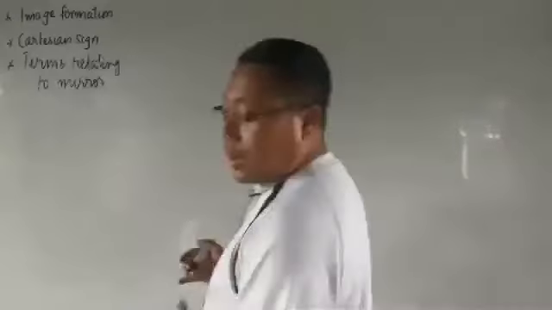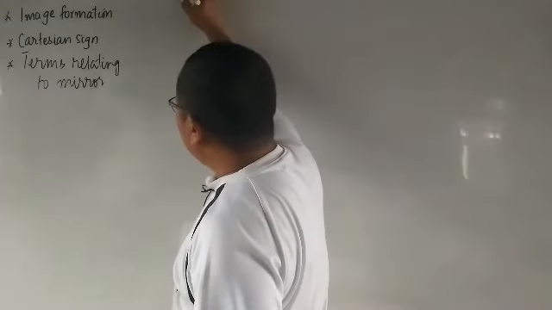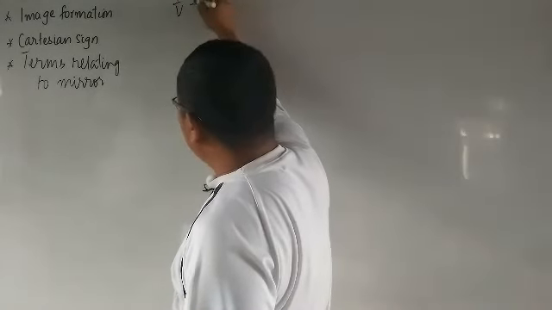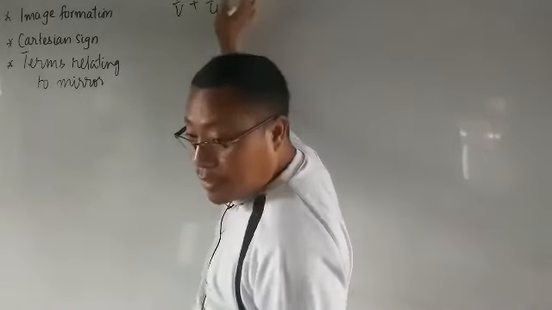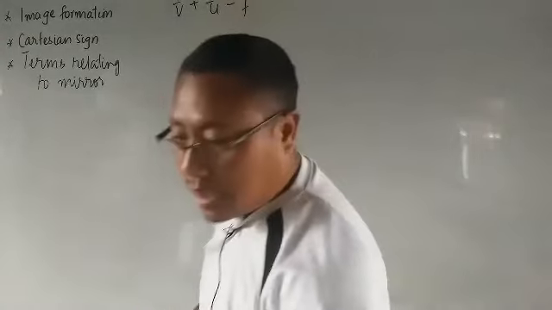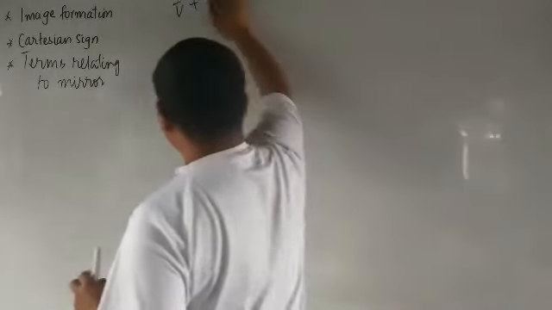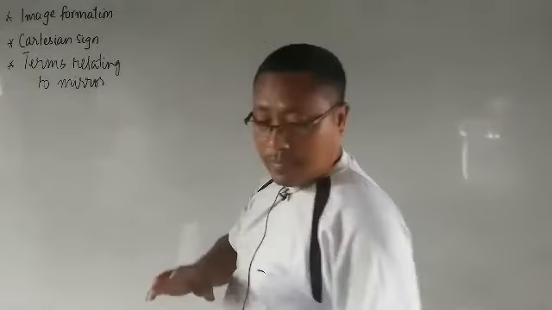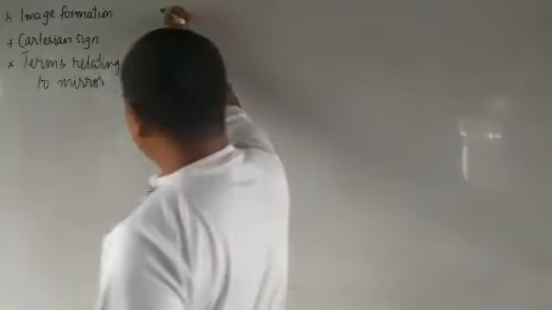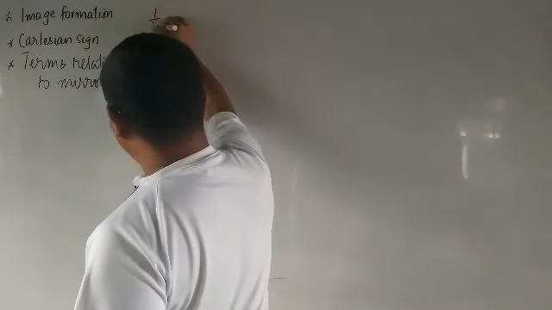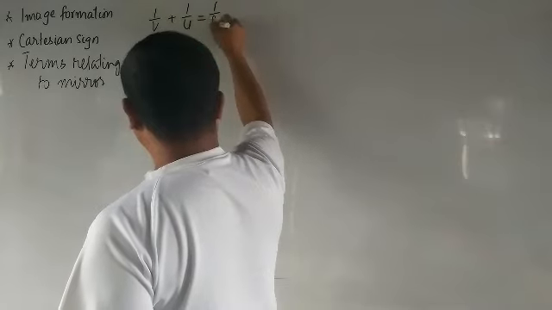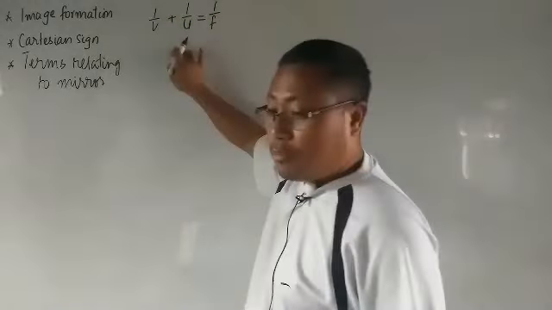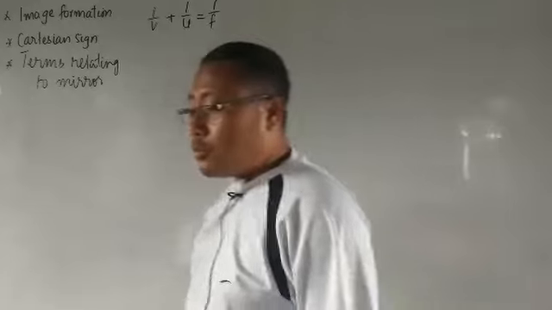The mirror formula is 1/v + 1/u = 1/f. This is the mirror formula. I think it's not visible there, let me write it again. Mirror formula: 1/v + 1/u = 1/f. We are going to derive this formula, and I'm going to make it very short and very simple.